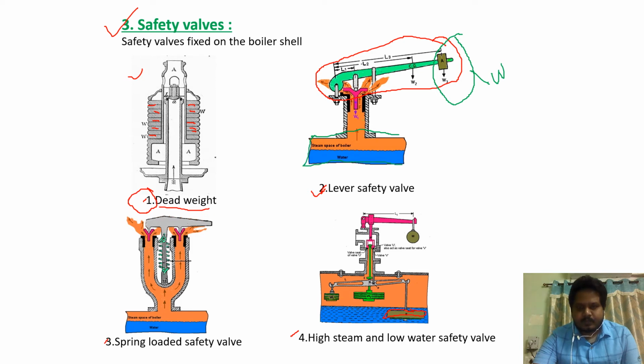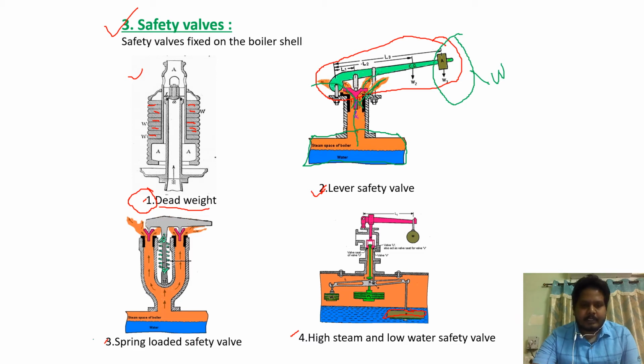Here you could see this is the shell. As we know, the shell is partially filled with water and in the remaining portion there will be steam. Here the blue color represents water and the orange color represents steam. When the pressure exceeds the required pressure, the steam will enter the valve and lift the lever. In this figure the lever is already lifted, so you can see the steam escaping, so that the pressure inside the boiler is reduced.